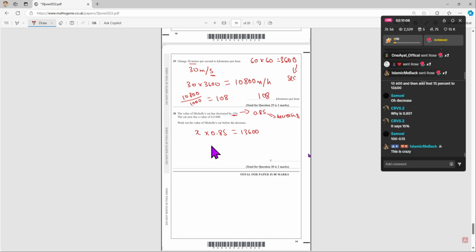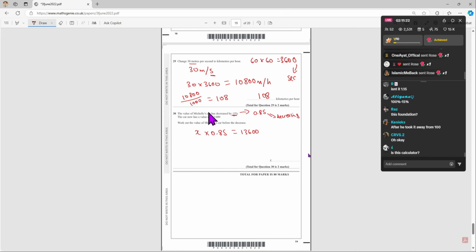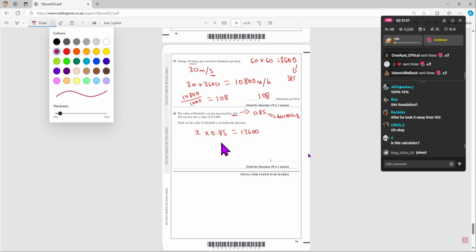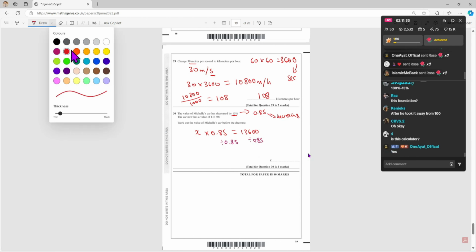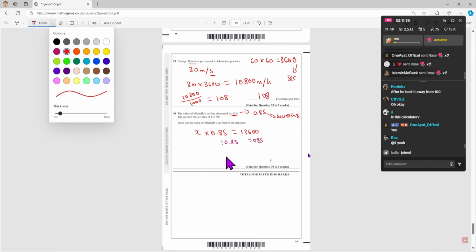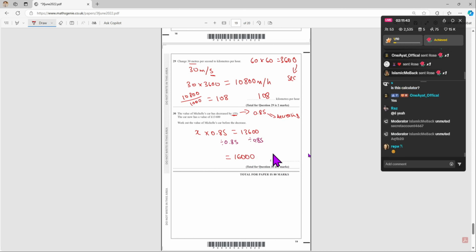Basically, you would do 100 minus 15, and then divide that by 100 to get 0.85. That is our multiplier. We are not increasing it, we are decreasing it, so you subtract, you don't add. And then lastly, you divide by 0.85 on both sides, which will give you 16,000. So 16,000 is your answer.